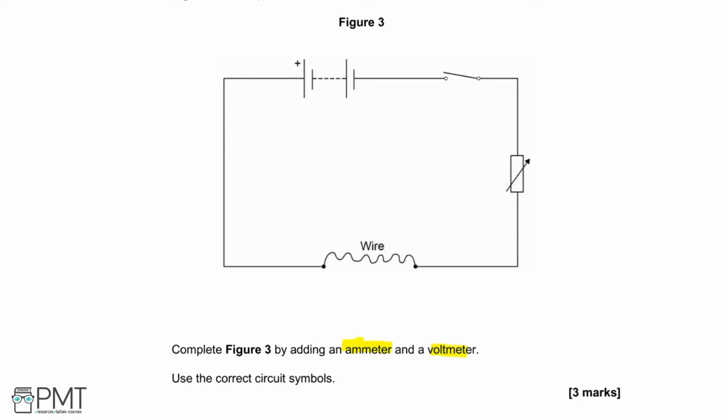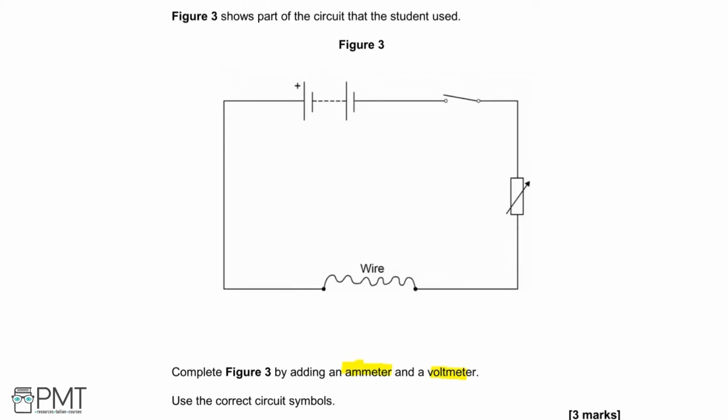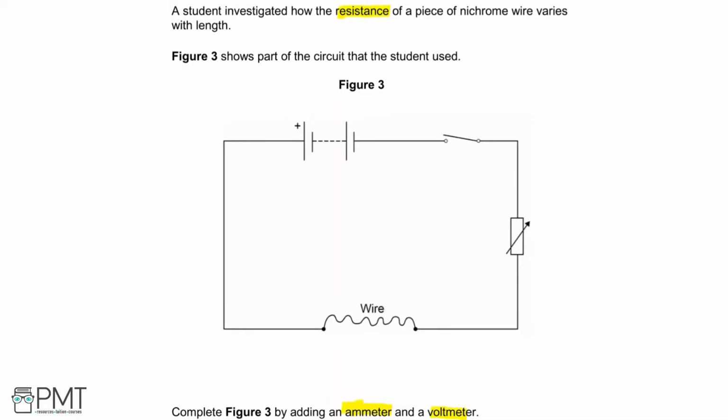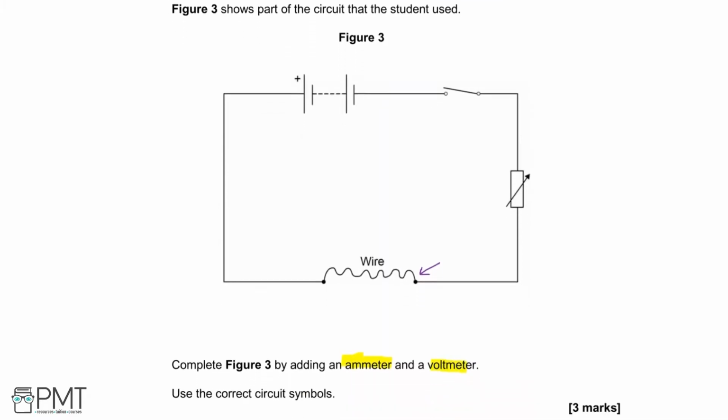So this is a 3-mark question. We're going to get the first mark for using the correct symbols for an ammeter and a voltmeter, and then 2 more marks for putting those in the correct place in the circuit. So if we look at the experiment that we're doing, we're changing the length of this nichrome wire and seeing how this affects its resistance.